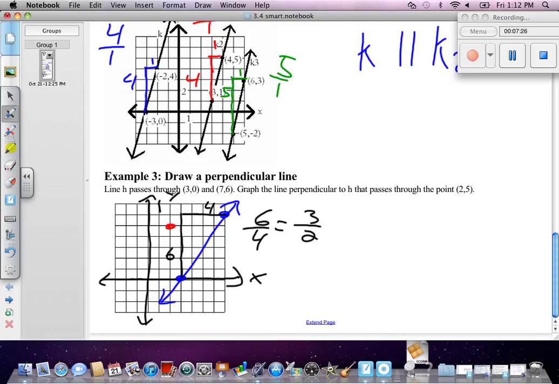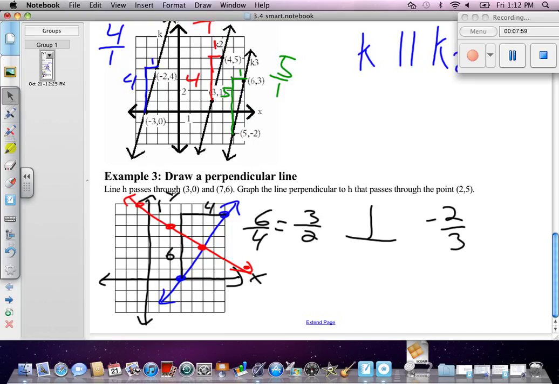3 over 2. So I know if I want to make a line that's perpendicular to it, what would the perpendicular slope be? -2 over 3. Okay? So then I go back to this red dot, and I'm going to go down 2 over 3, down 2 and over 3, or up 2 over 3. And we've got a new line that meets it at a 90-degree angle.